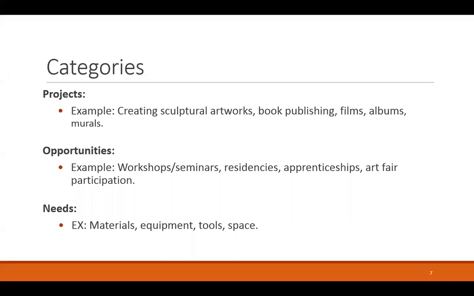So these are the categories that I mentioned earlier: projects, opportunities, and creative needs. For projects, these are some examples: creating sculptural works, book publishing, creating a film or a proof of concept for a film, completing or creating albums, and that does include studio time or hiring bands or instrumentalists that are going to be working with you on that, and murals, etc. So these are typically things that will result in a specific thing, will result in some created object.